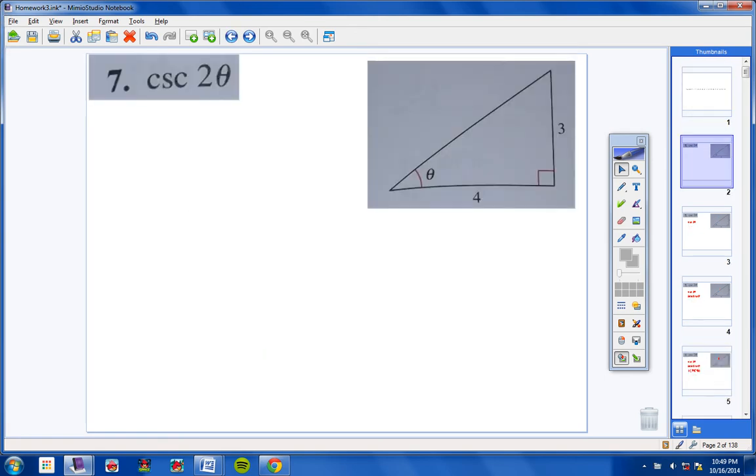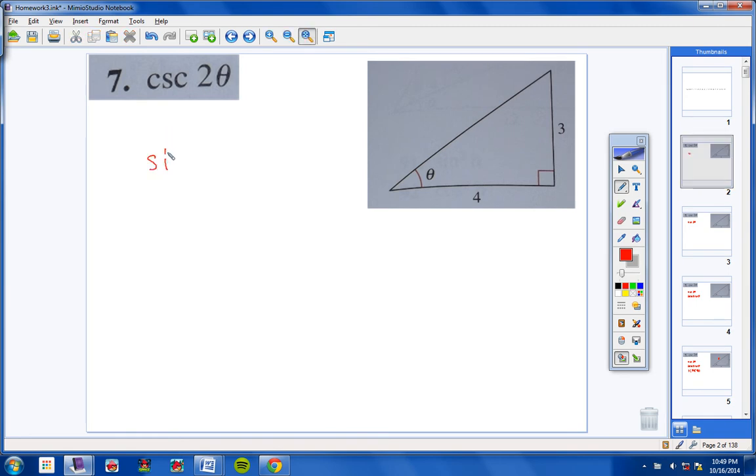Let's go ahead and start off with number 7. We are going to find the cosecant of 2 theta. Let me say this right off the bat here. We have no trig identity for cosecant of 2 theta, but remember, the reciprocal of cosecant is sine.